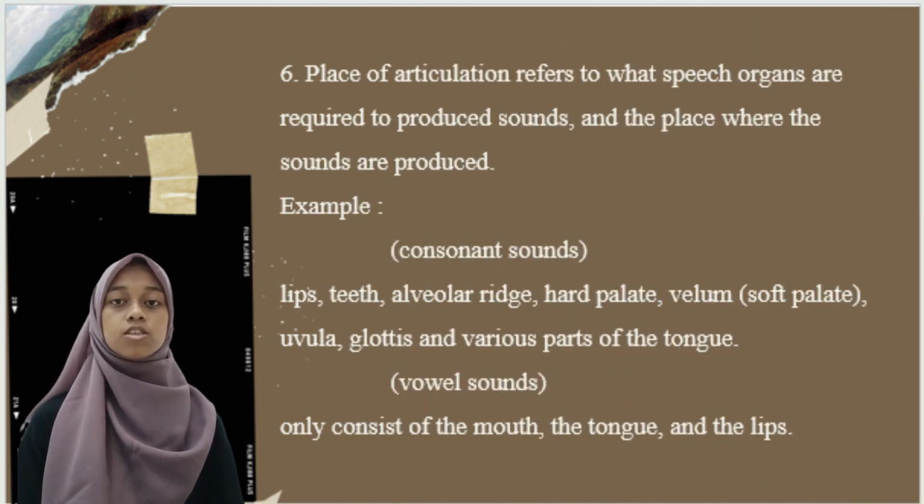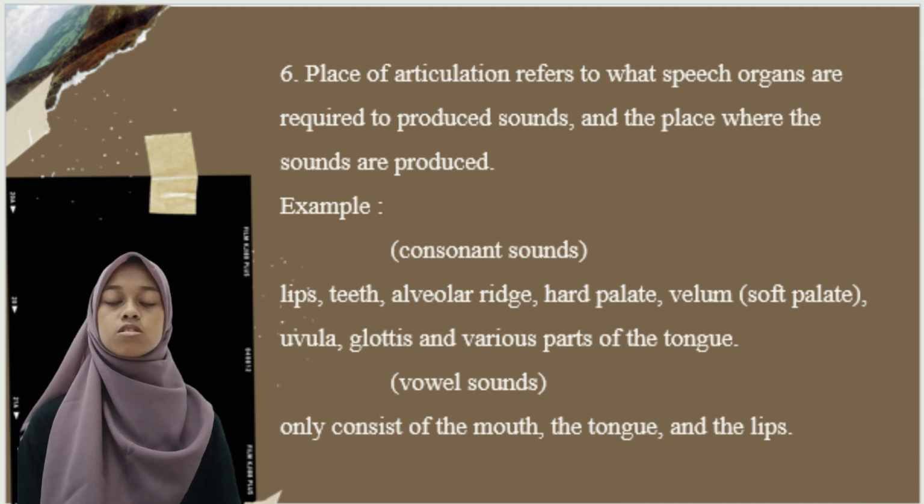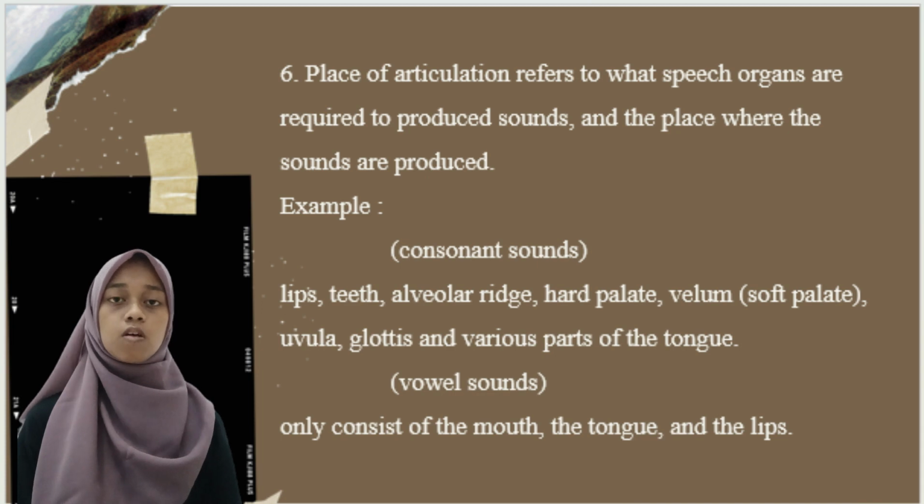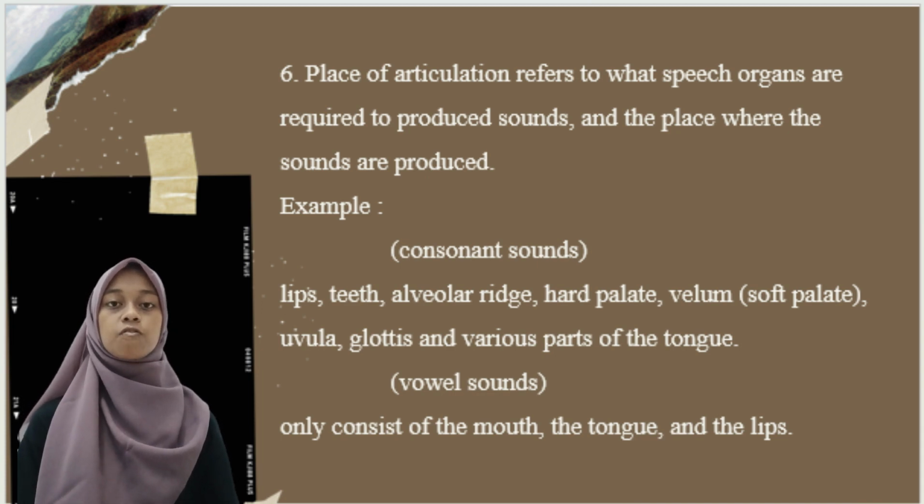Place of articulation refers to what speech organs are required to produce sounds and the place where the sounds are produced. For example, for consonant sounds, they include lips, teeth, alveolar ridge, hard palate, velum, uvula, glottis, and various parts of the tongue, while the vowel sounds only consist of the mouth, the tongue, and the lips.